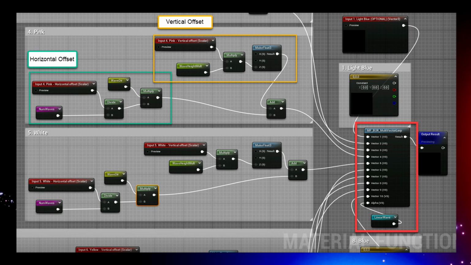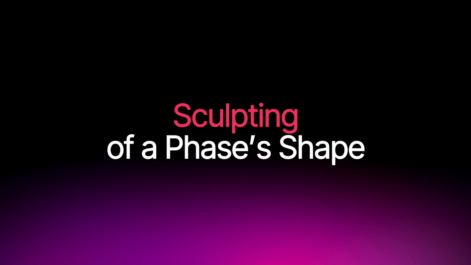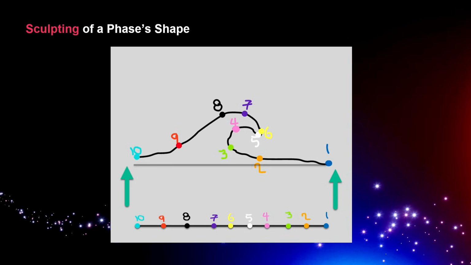And so adding these 2 pieces together gives us a vector that represents the offset that we want to apply through this particular control point. And now we can use that input for our multi-vector Lerp as an offset. So now that we have all of this hooked up, I know this is all a lot of theory, let's look at how it works in real life.